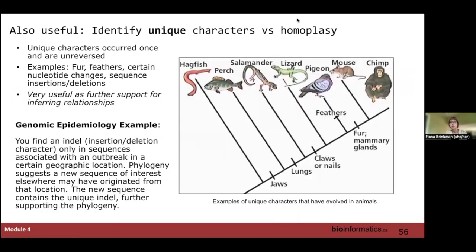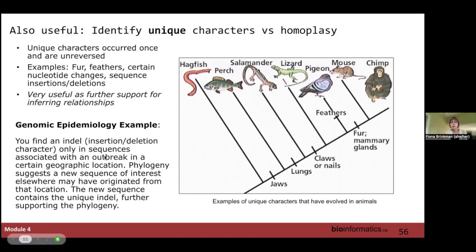Okay. Also useful, I find this very, very useful actually, is that often we don't look enough at unique characters versus what we call homoplasy. So unique characters are basically any kind of character in a sequence that has occurred once and is unreversed. Examples in animals are, you know, fur, for example, or feathers in birds. So if you go into the Amazon and you see an animal with fur, you know instantly that that is a mammal. If you see an animal with feathers, you know it's a bird, right? So it's very useful for getting a sense of where that particular organism or gene or protein is and what its relationship might be with others.